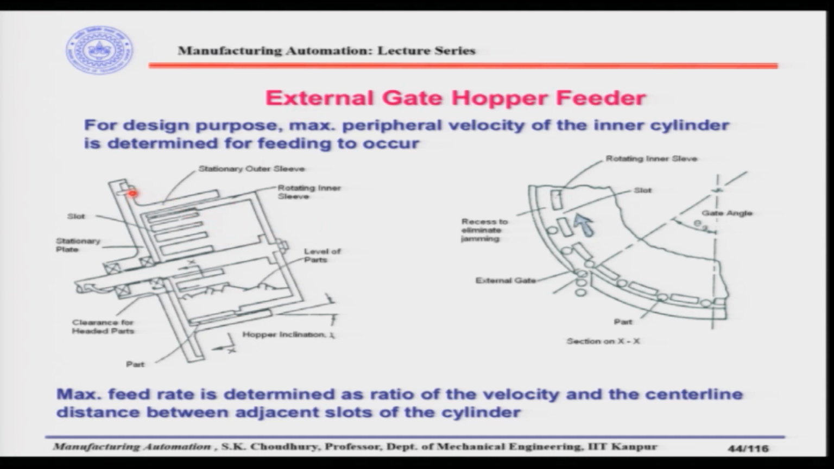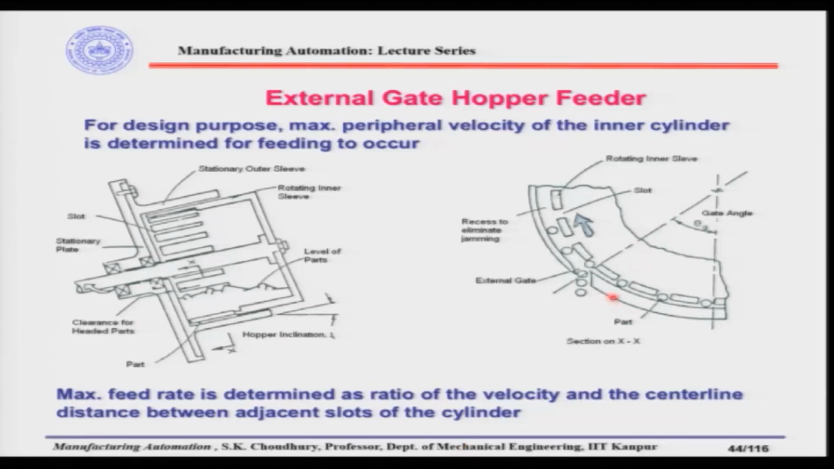Once again, here we have a stationary outer sleeve and the rotating inner sleeve. The sleeve has the slots, and the mass of the parts is at the base of this rotating inner sleeve. When the inner sleeve is rotating, parts from the mass will be nested in the slots, and when the slots are aligned to the external gate, which is on the stationary outer sleeve, the parts will fall down.